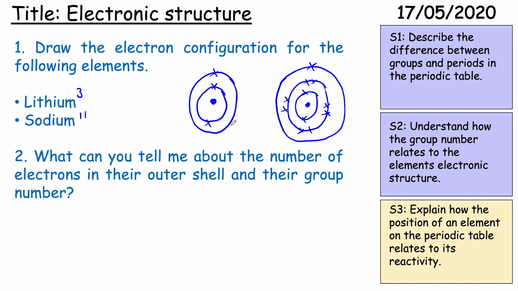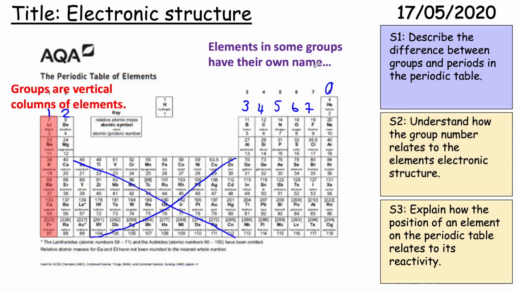Now I want you to pause this video and just look for any similarities that you might see between these two, between lithium and between sodium, and then unpause for the answers. Right, well hopefully you noticed that both have just 1 electron in their outermost shell. And this is really key because if we go back to our periodic table, we'll see that both these elements, lithium and sodium, are in group 1. And they both have 1 electron in their outermost shell.